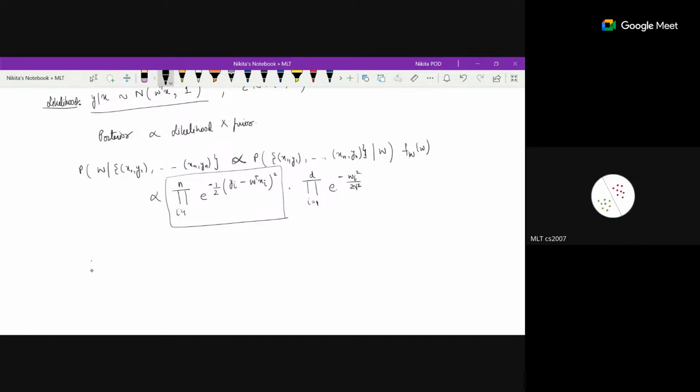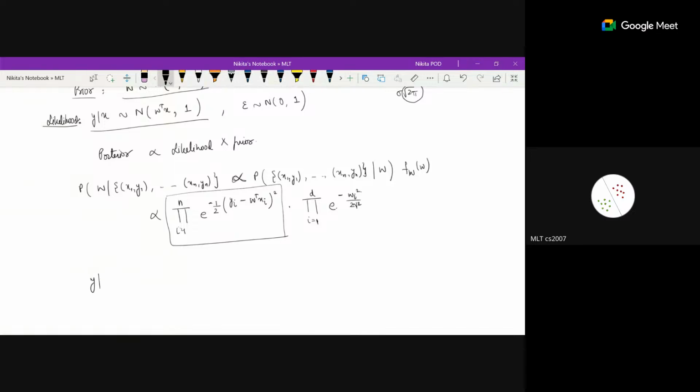Okay. So what was given to us, what we know is that my y given x followed a normal distribution, right? Yes, ma'am. The mean was w transpose x and the variance was 1. So when you find the probability for this data set, I know this is coming from a normal distribution. So when you find the distribution, this is the PDF.